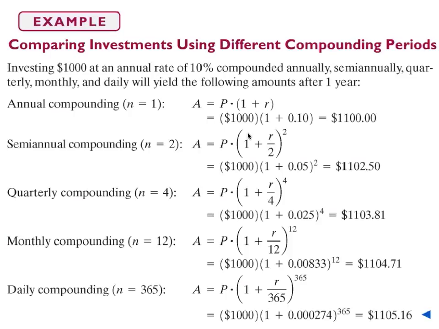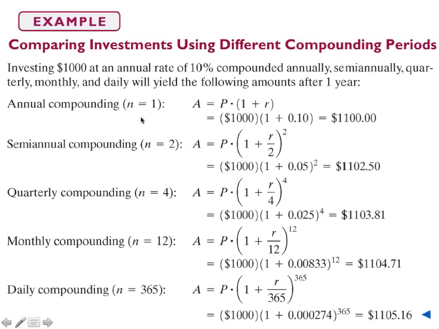So let's take a look at these examples here. I would make sure you get a calculator out. We're going to go through the situation where we're investing $1,000 at an annual rate of 10%, compounded annually, semi-annually, quarterly, monthly, and daily. We're going to figure out how much that would yield after just 1 year. So time is going to equal 1, which makes this a little easier to do.